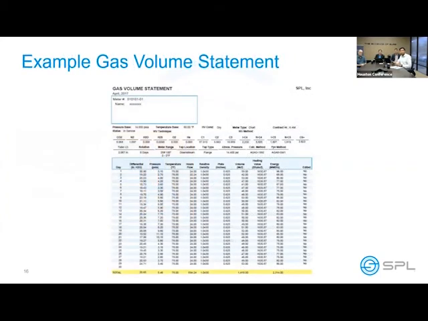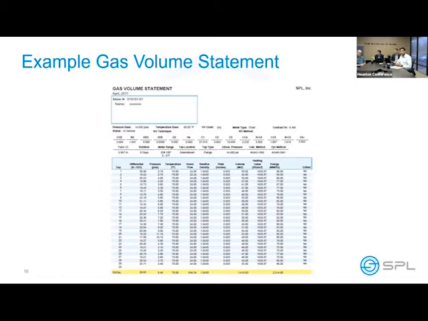And then we get our gas volume statement. Gas volume statement takes our volume. It takes the heating value calculated from the composition of your gas, takes that heating value and volume, and calculates an energy. And then we get our total energy for a given settlement period, typically a month. And then that's what we use in order to perform our settlements.